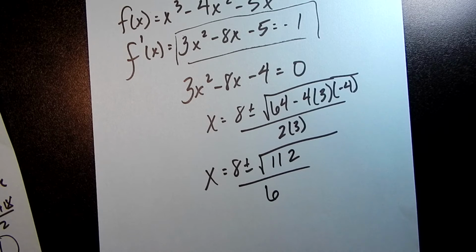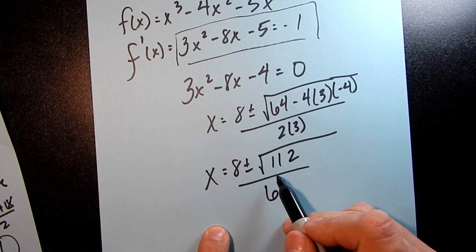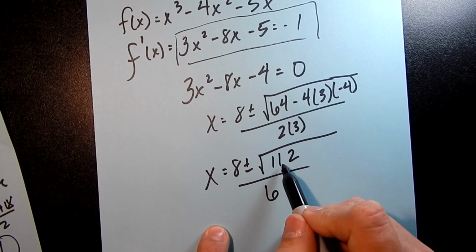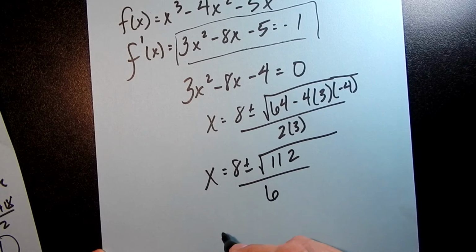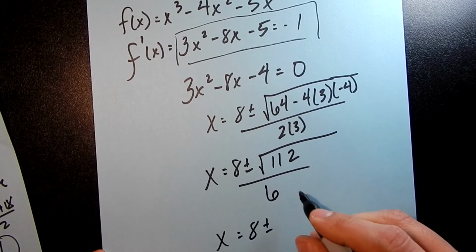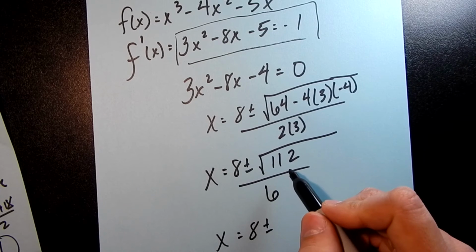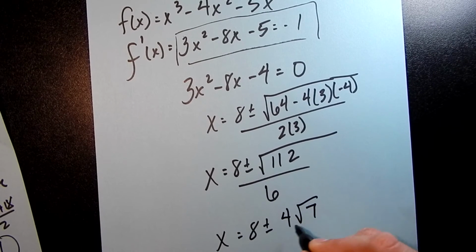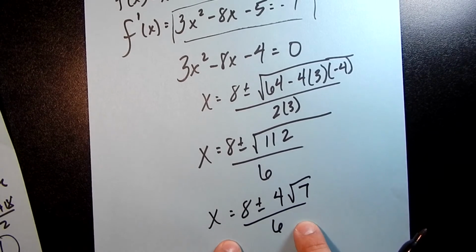Okay, so what do we have to do here? So that's 80, 96, 112. I think 16 goes into this. So we're going to do some factoring here. So x is equal to 8 plus or minus, this is 16 times 7. So we're going to have 4 radical 7 over 6. So we get 2 answers for this.